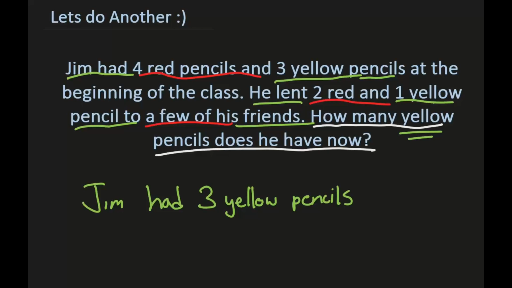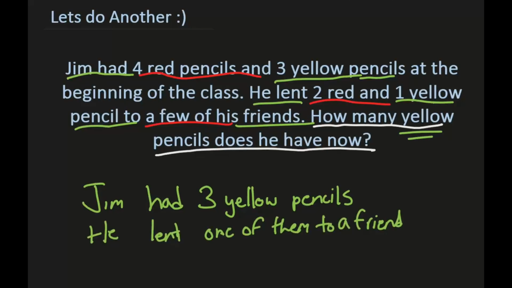Now we need to write down he lent 1 yellow pencil to a friend. So let's write that down. Now we have that down. He lent 1 of them to a friend. Now let's find our answer. How many yellow pencils does he have now?